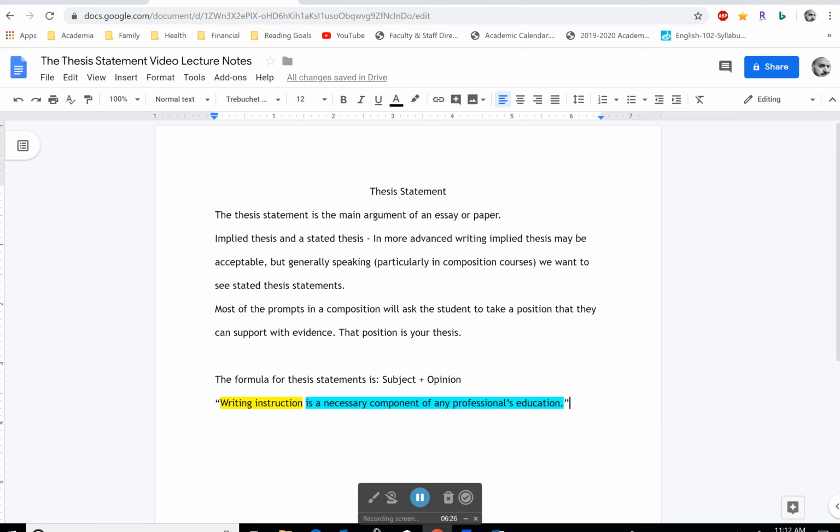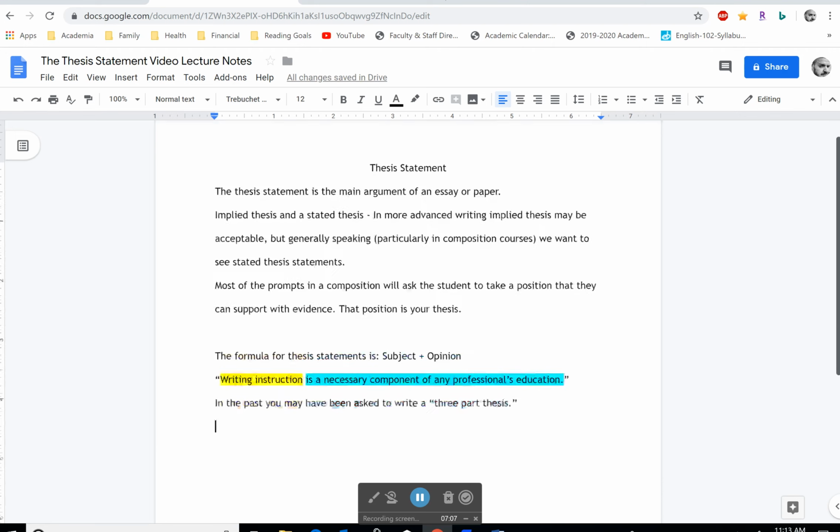Now notice I didn't just say something as basic as writing instruction is important. I actually put it into my own words, and I gave myself some focus so I would know what to write about in my paper, because you need to make sure the thesis statement also gives your reader a hint of what is to come in the paper. So in the past, you may have been asked to write a three-part thesis, what people have called three-part theses.